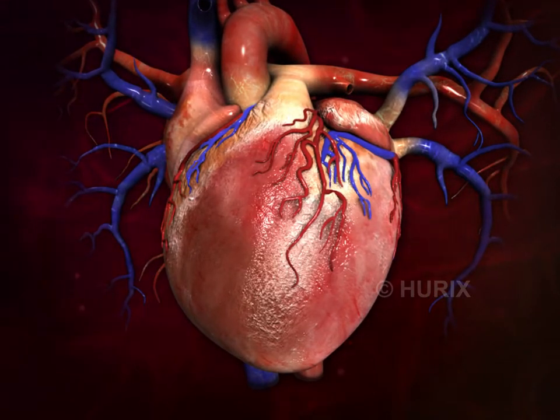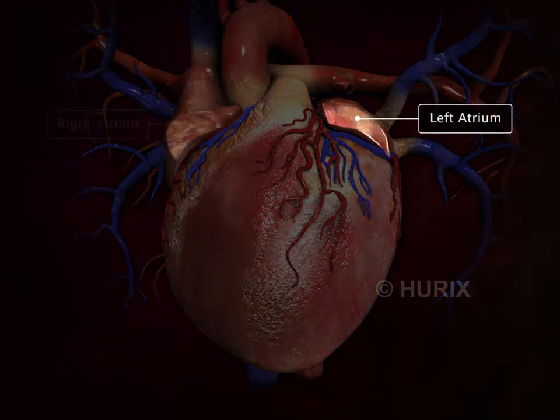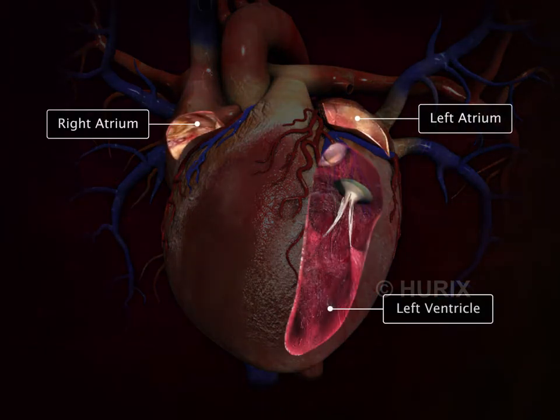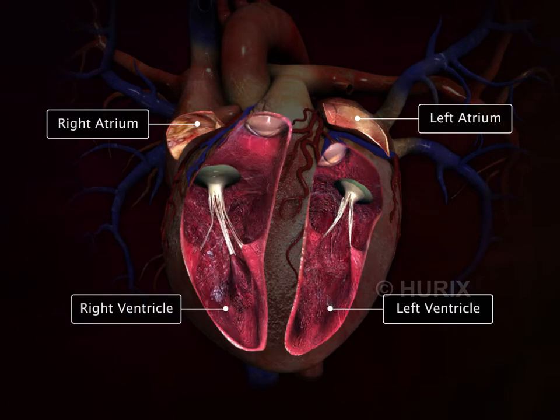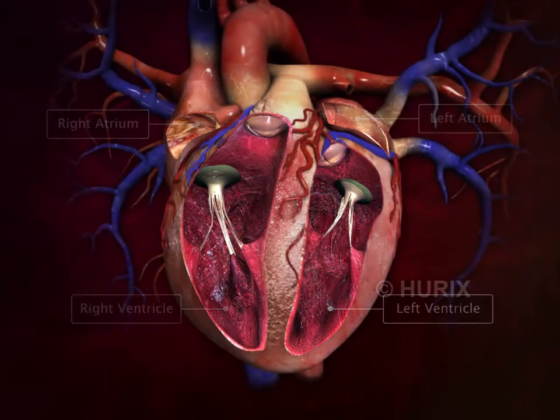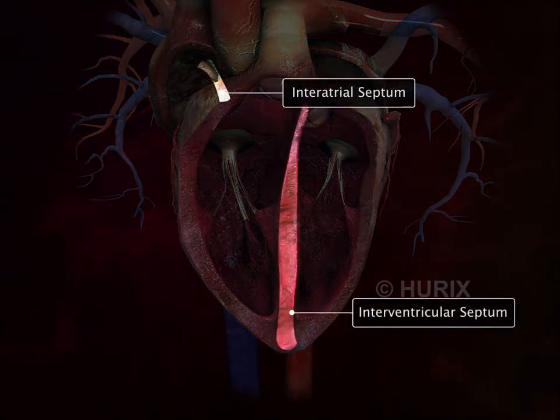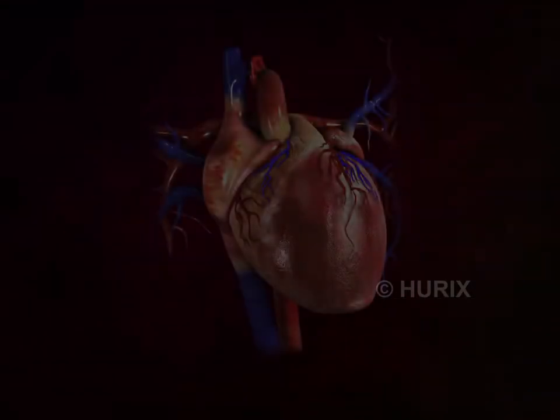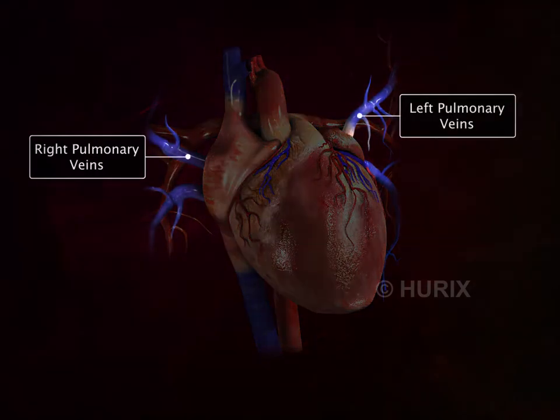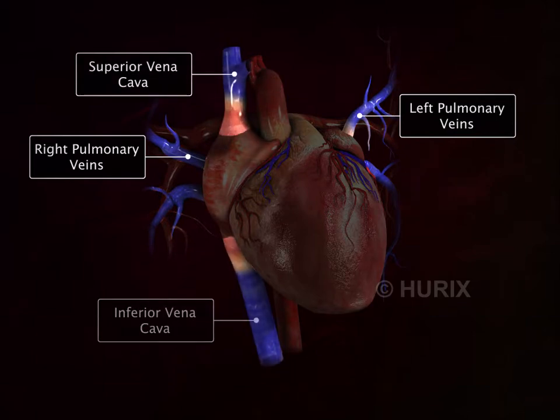Our heart is divided into four chambers: left atrium, right atrium, left ventricle, and right ventricle. The interatrial and interventricular septa separate the left and right sides of the heart from each other. The pulmonary veins bring blood into the left atrium, and the superior and inferior vena cava bring blood into the right atrium.